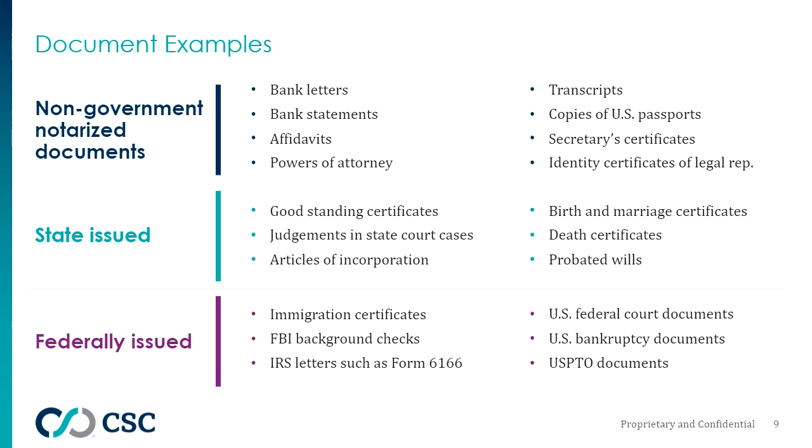Additionally, for federally issued documents, we're looking at something like an immigration certificate, which we see quite often these days. Again, FBI background reports, IRS letters, federal court documents, bankruptcy documents, and U.S. patent and trademark documents. Those all have to be certified by the federal agency, and then they can be either apostilled or legalized.